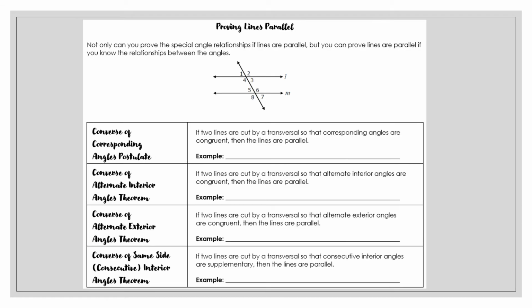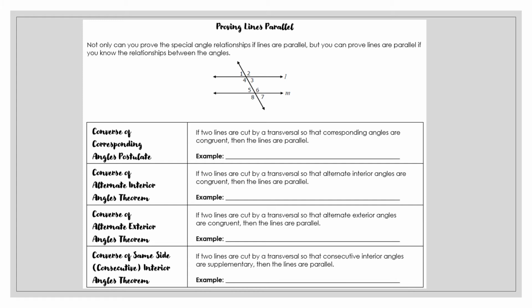All right, so everything that we've talked about is if the lines are parallel, then these things are true of these specific types of angles. Okay, but what if we look at the opposite of that? What if we know specifics about the angles? What can we conclude about the lines? And so these are converses of your postulates and your theorem. And the converse just means the opposite.